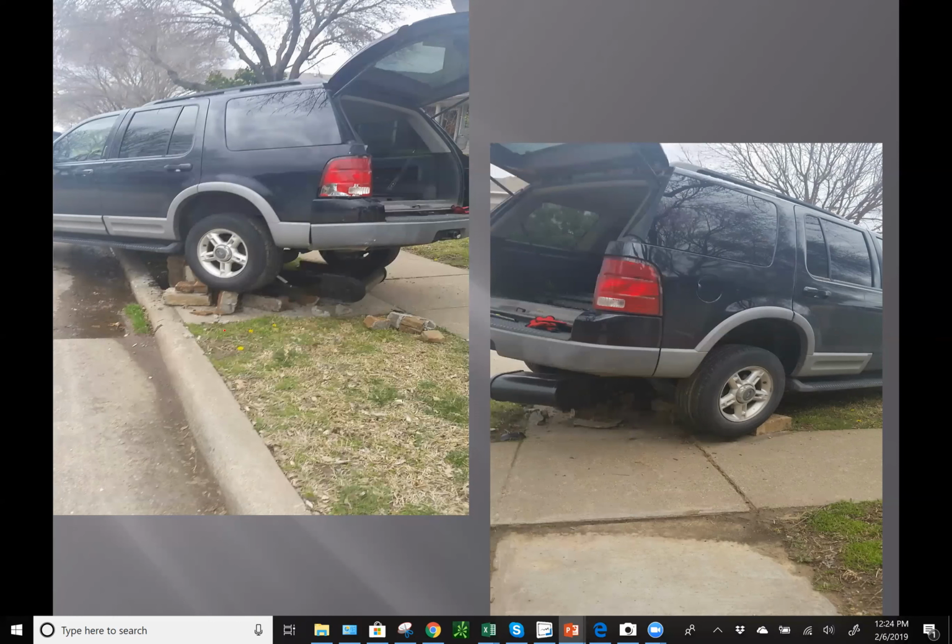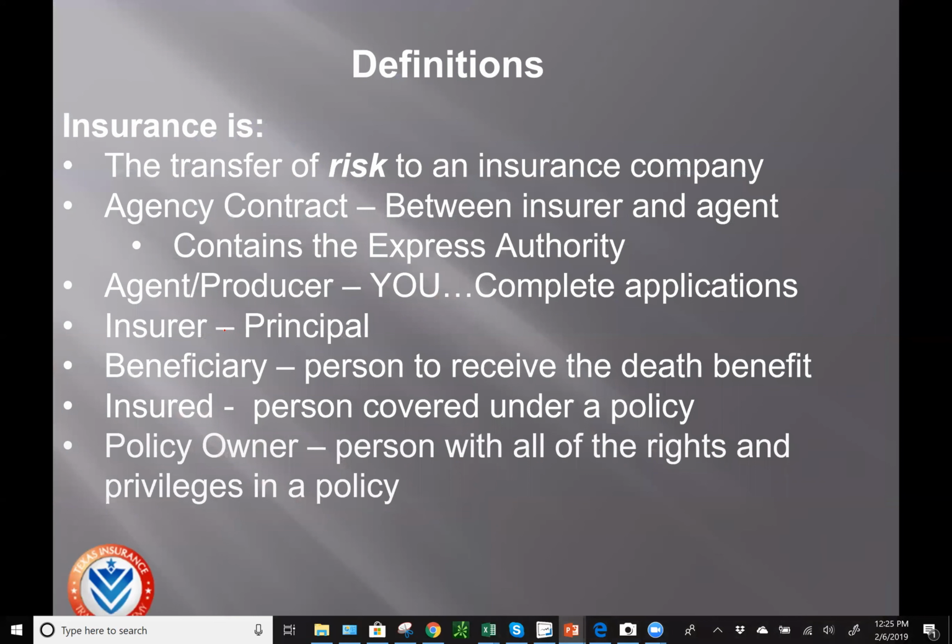All right, but that's what insurance is all about. We're transferring the risk of a loss to an insurance company.